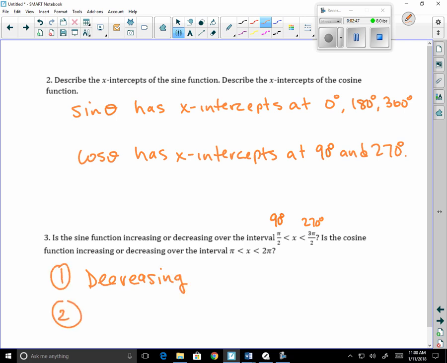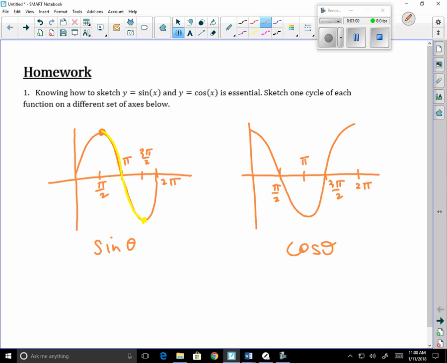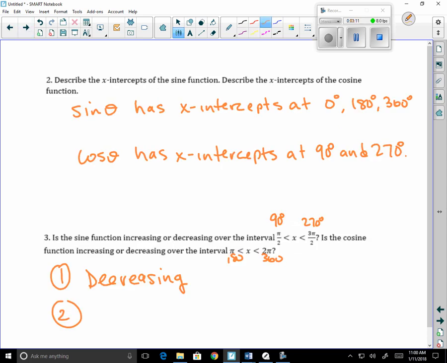The second question says, is the cosine function increasing or decreasing from pi to 2 pi? That's 180 to 360. So essentially that's talking about quadrants 3 and 4. So if I go back from 180 to 360, we're on that yellow portion of the curve. That's increasing. So I know the second question here is an example of something that would be increasing.